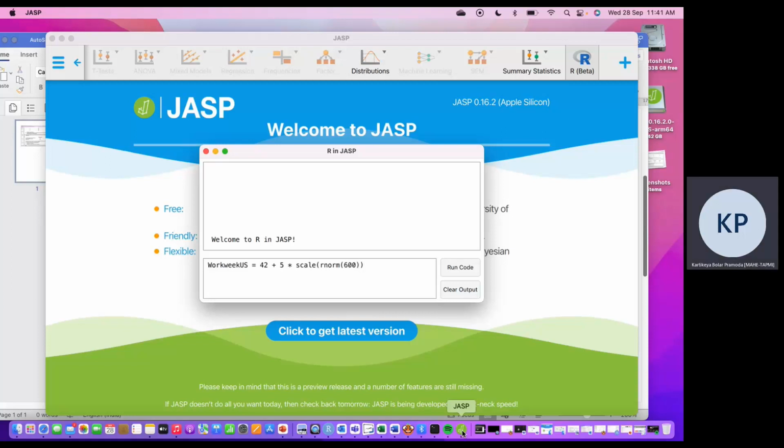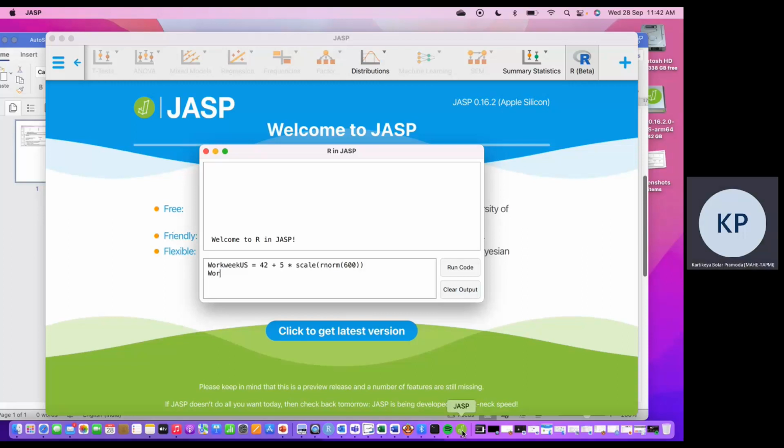What we are doing here is just generating the sample with exact mean 42 and standard deviation 5. And the sample size is 600. So this is one line.